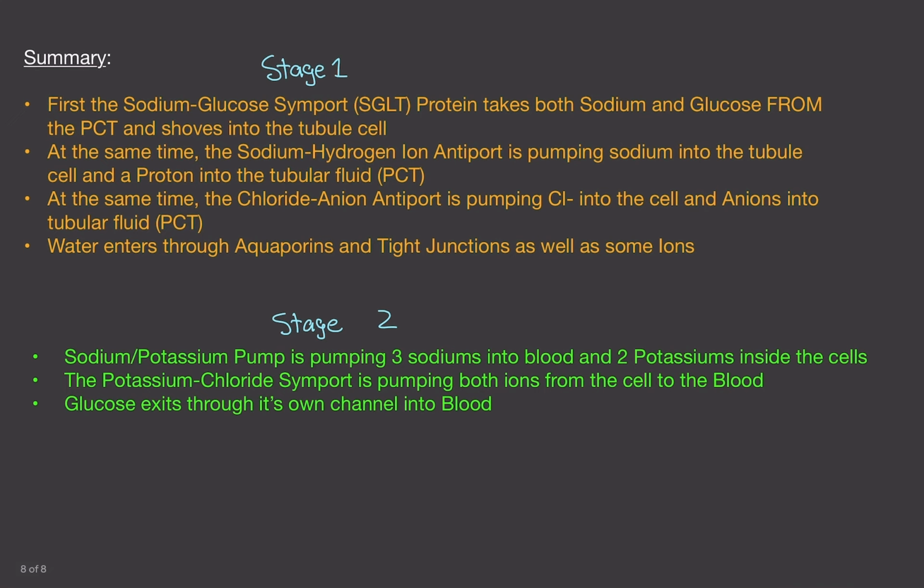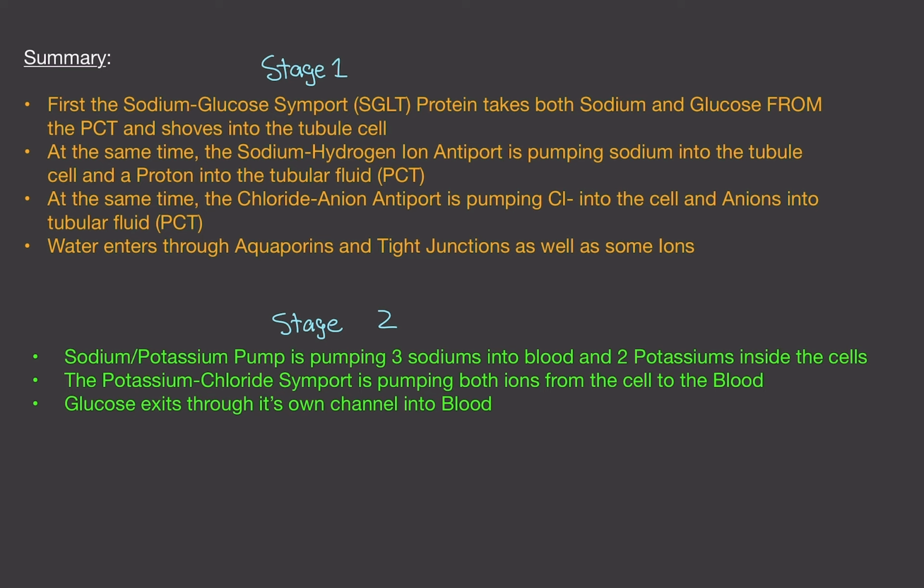Here I have some extra notes here, basically a summary of what happened, the first stage and the second stage. So first, the sodium glucose symport, SGLT protein, takes both sodium and glucose from the PCT fluid, or tubular fluid, and shoves it into the tubule cell. At the same time, the sodium hydrogen ion antiport is pumping sodium into the tubule cell and a proton into the tubular fluid. At the same time, the chloride anion antiport is pumping chloride into the cell and anions into the tubular fluid. And water enters through aquaporins in tight junctions, as well as some ions.